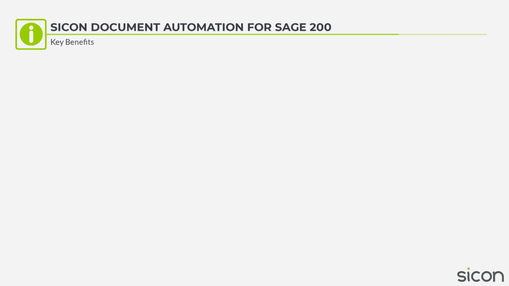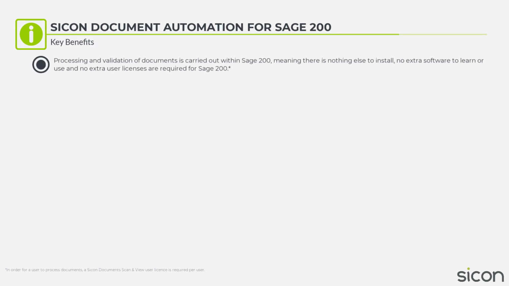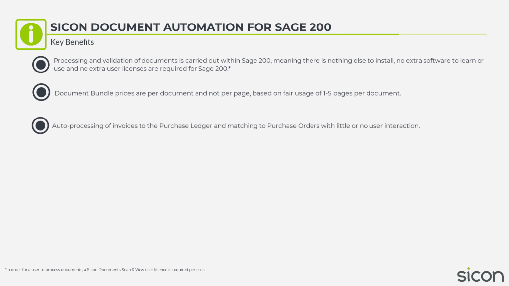Key benefits. Processing and validation of documents is carried out within Sage 200, meaning there is nothing else to install, no extra software to learn or use, and no extra user licenses are required for Sage 200. Document bundle prices are per document and not per page, based on a fair usage of 1 to 5 pages per document. Auto-processing of invoices to the purchase ledger and matching to purchase orders with little or no user interaction.